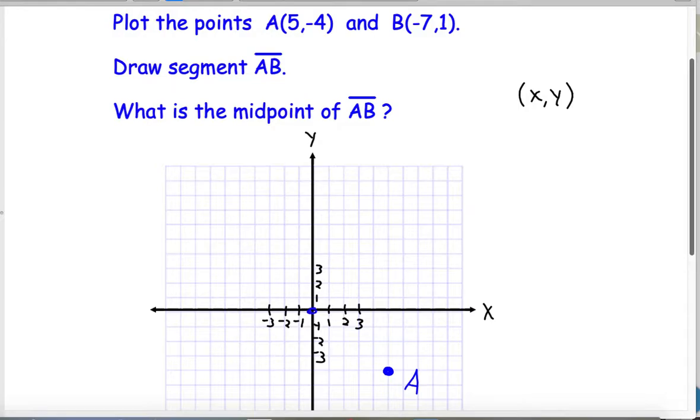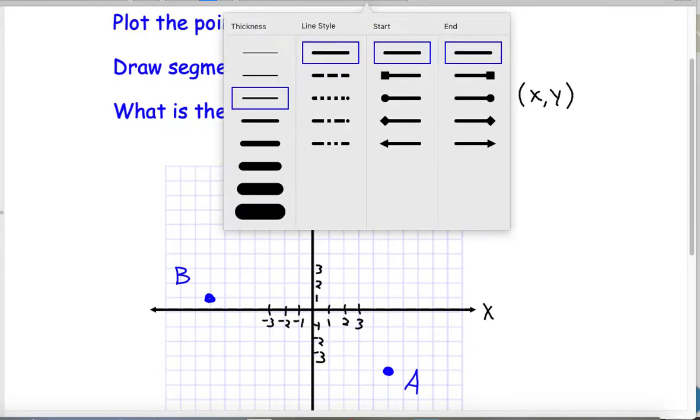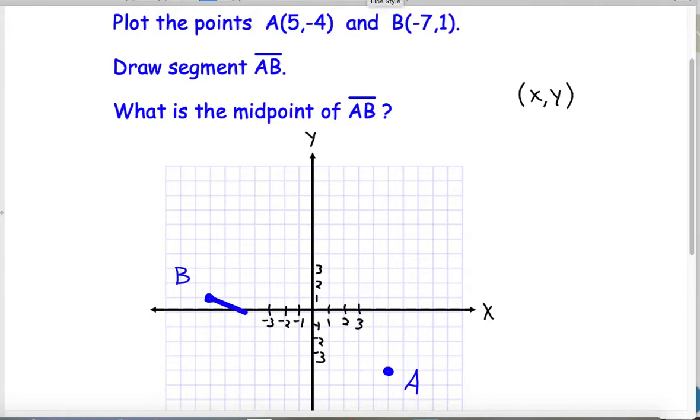And then for point B, start at the center, and it has coordinates (-7, 1). So we go -7 in the x direction, so that's 7 to the left, 3, 4, 5, 6, 7. And then +1 in the y direction is up. And there's point B. So now let's go ahead and make a segment connecting those. B straight over to A, there. Now we want the midpoint of this. So actually, let me erase this so it's not so crowded.